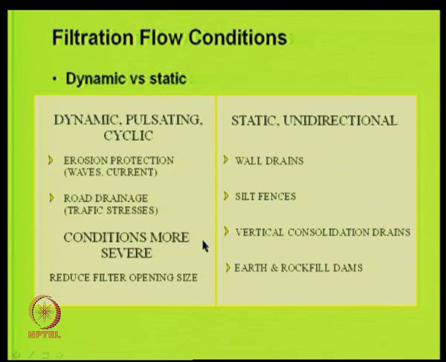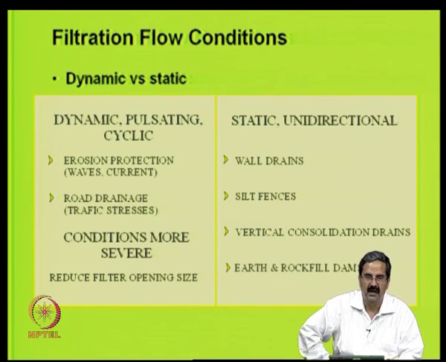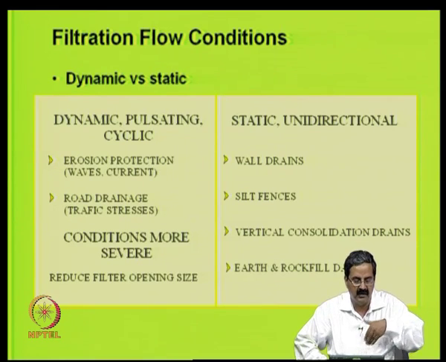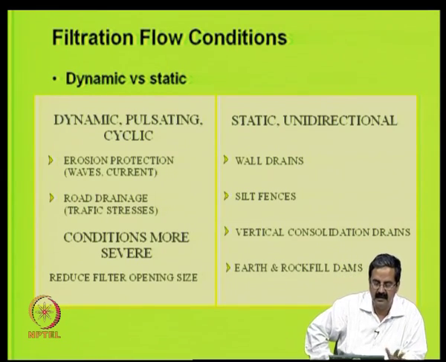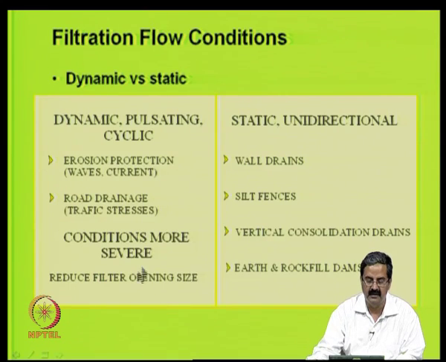There is another important point that we should understand. There are two types of flows, one is static and the other one is dynamic. What is a dynamic flow? The dynamic flow is nothing but cyclic, pulsating, like in the case of high forces, whatever it can be, and in some cases it is static and unidirectional. So, where is it dynamic and pulsating? Actually, in erosion protection systems, where the water comes and continuously impinges on the shore protection systems, it is dynamic. Road drainage is a combination of traffic, and the moment there is a load from the traffic, the water goes out, and there is always that cyclical response at the fundamental level, and the conditions are supposed to be more severe here.